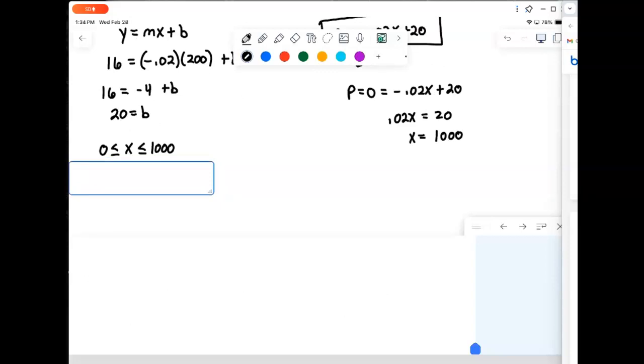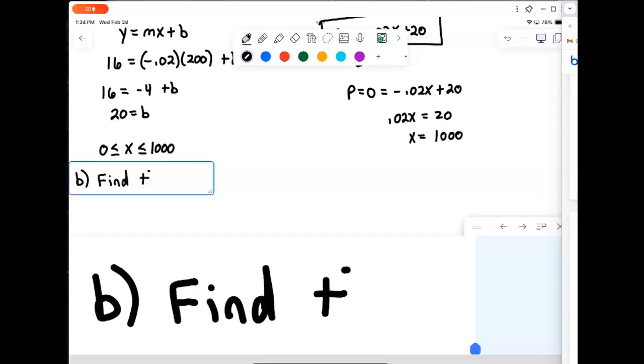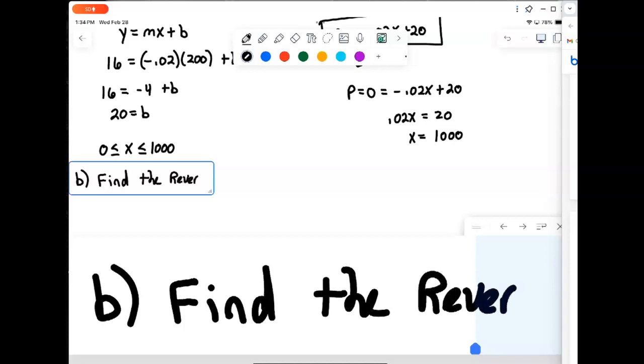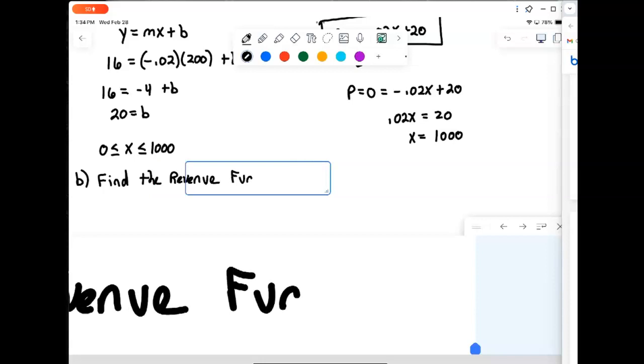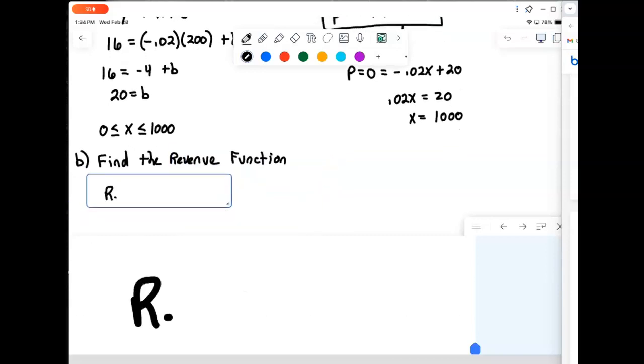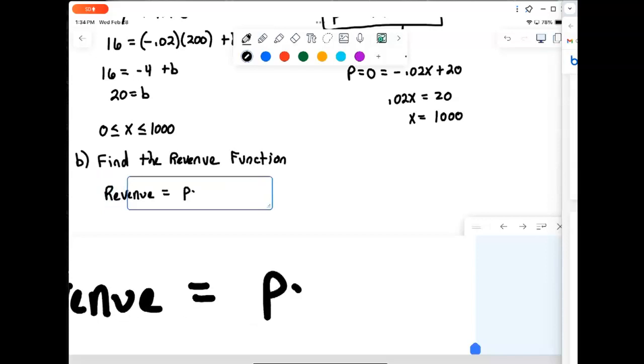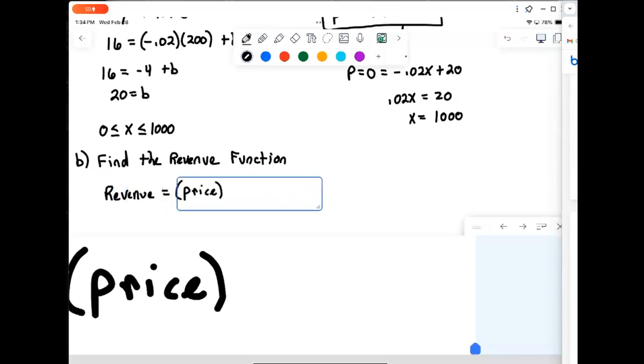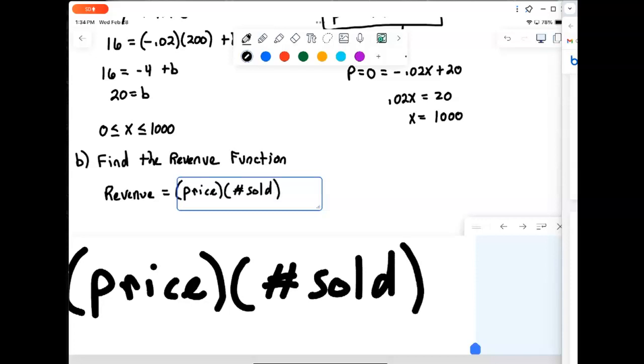Okay. Once we have the demand function, we can then talk about the revenue function. Because revenue, in every situation that you're ever going to encounter it, is always quite simply the price you charge times the number sold. It's always going to be the price you charge times the number sold.